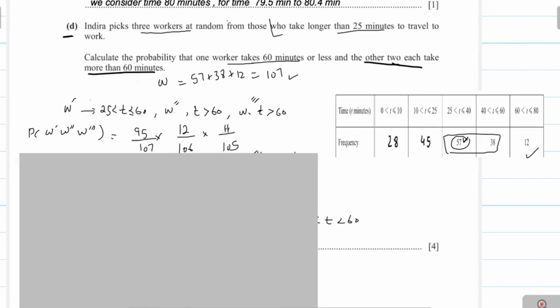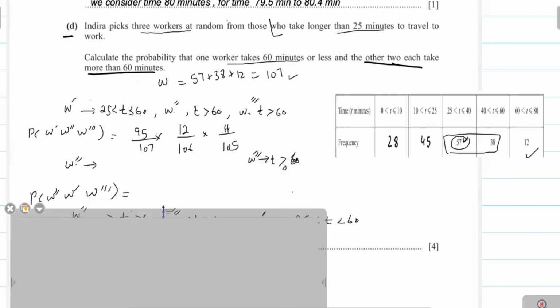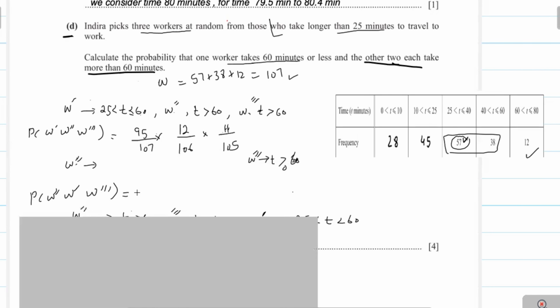Next we have to find the probability of W double dash, W dash, and W triple dash.